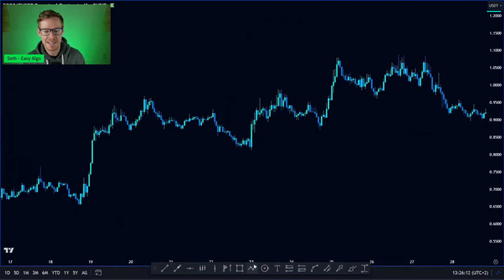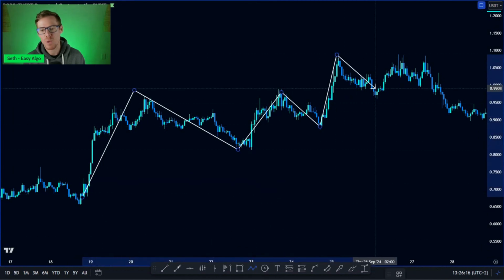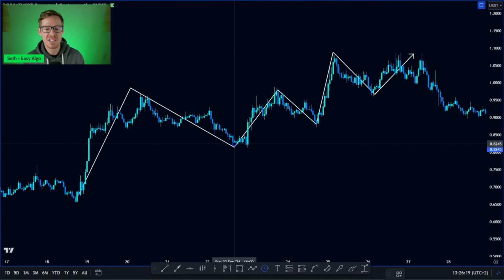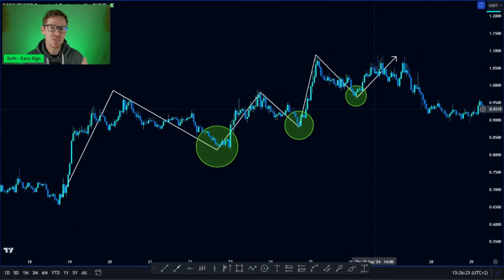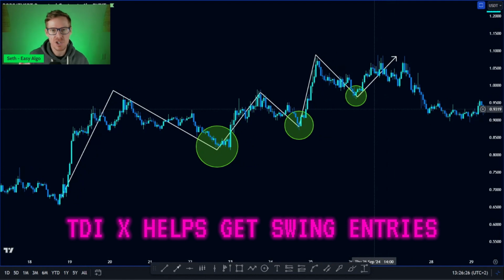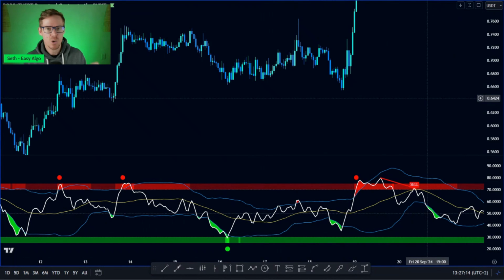If you look at price, it does not move in a straight line. It moves up and down, and we get these swings. So we want to figure out, when are these swings going to occur? Because these swings become our best entries. And that is why we use the TDI X, because it shows us when these swings and these reversals are going to take place. So I'll quickly recap the strategy.